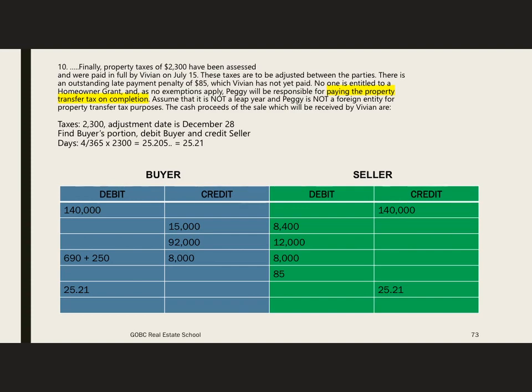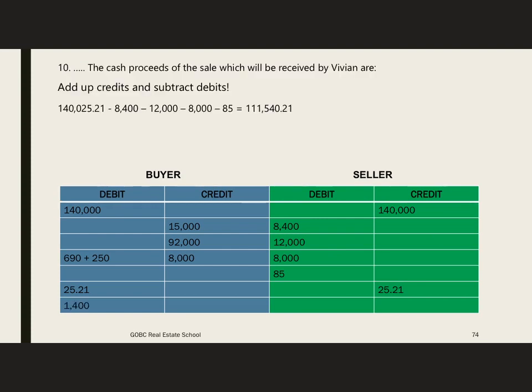And then it says Peggy is going to be responsible for paying property transfer tax, the PTT, on completion. And it says later in the question it's not a foreign entity, and it's never going to be a leap year. It says it in every question, but it's never going to be a leap year. So there's not a foreign entity, so we don't have to add the additional 20%, and then it's asking for the cash proceeds. So the PTT is payable on that purchase price of $140,000. Since the $140,000 falls within the first tier for PTT, it's just 1% of that $140,000. So you see that there's $1,400 here for PTT. That's put in the debit column for the buyer.